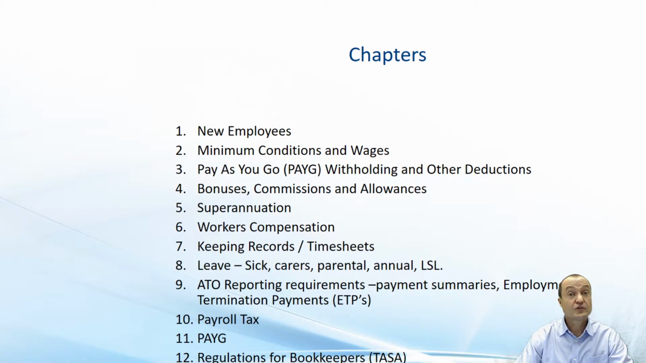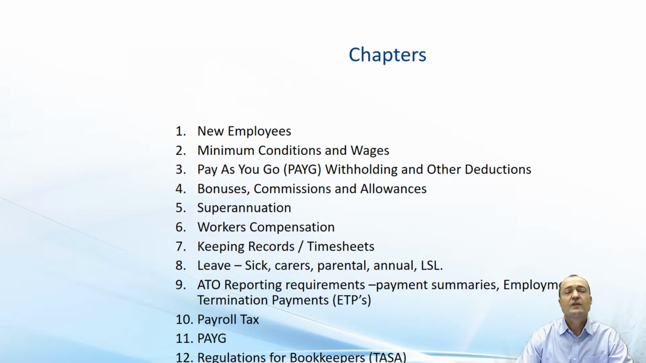We'll then cover superannuation in Chapter 5, concentrating on super guarantee, which is mandatory, and also salary sacrifice superannuation and how to complete the year-end payment summaries. Chapter 6 is workers' compensation. So as an employer, work cover is mandatory in all states.